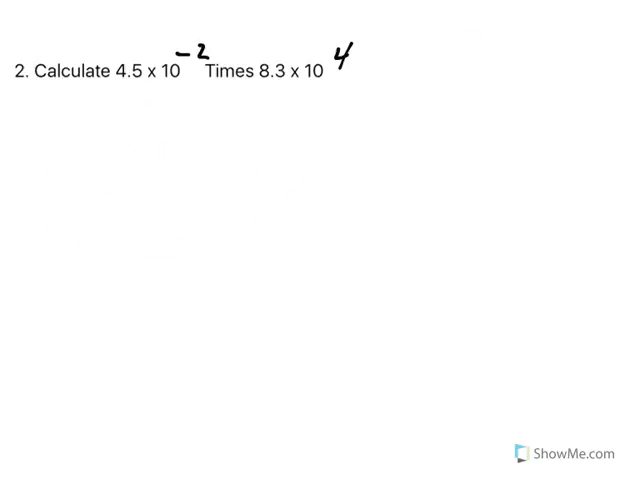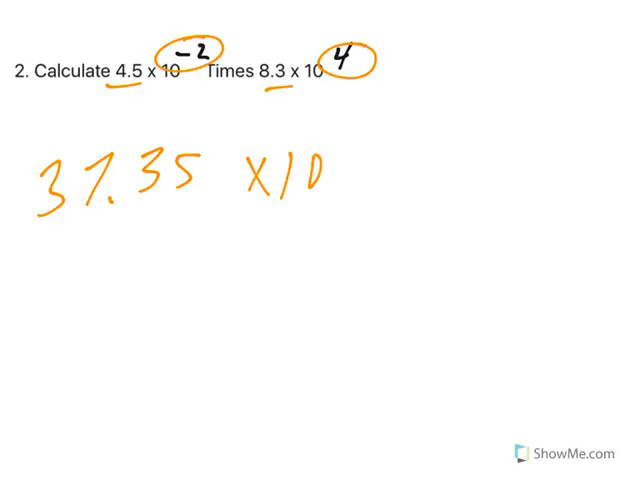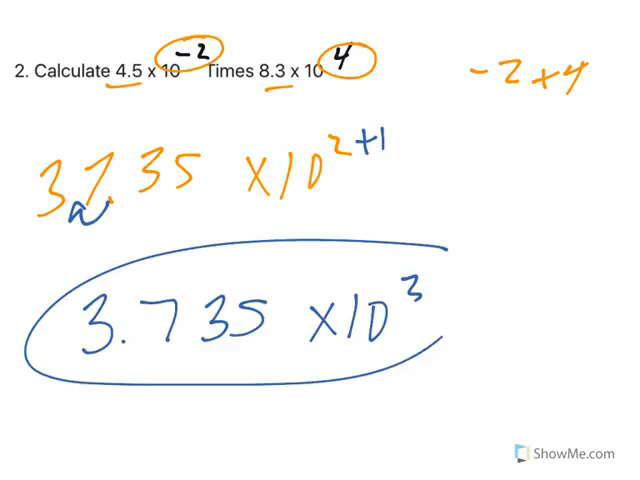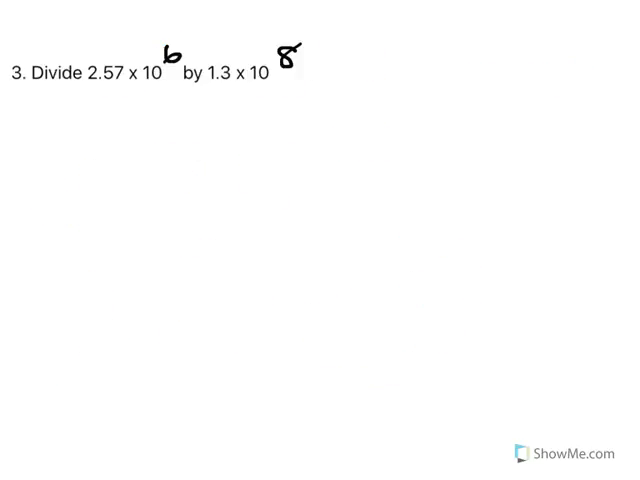Number 2, again we're multiplying. 4.5 times 8.3 gives us 37.35. Negative 2 plus 4 gives us a positive 2. Now you'll notice the first number is not between 1 and 10, it's larger. A larger number than 10 yields a positive exponent. So if I move this one place, that means my exponent goes up by 1, so it's positive. So 3.735 times 10 to the third is my final answer.